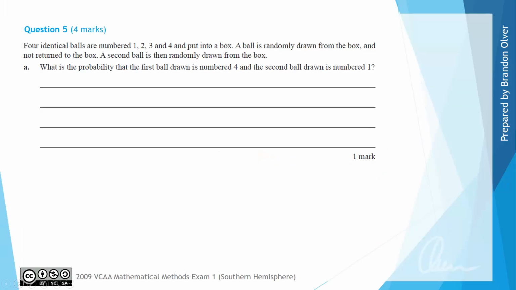So we have 4 identical balls numbered 1, 2, 3 and 4, and they are put into a box. A ball is randomly drawn from the box and it is not returned to the box. A second ball is then randomly drawn from the box. For part A, we're asked what is the probability that the first ball drawn is numbered 4 and the second ball drawn is numbered 1. So that is asking the probability that we draw a 4 first followed by a 1, which is equal to.